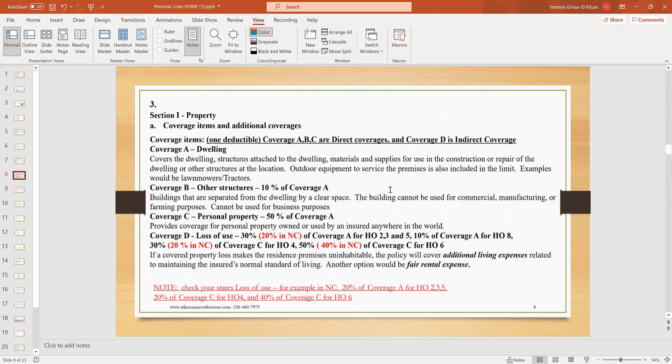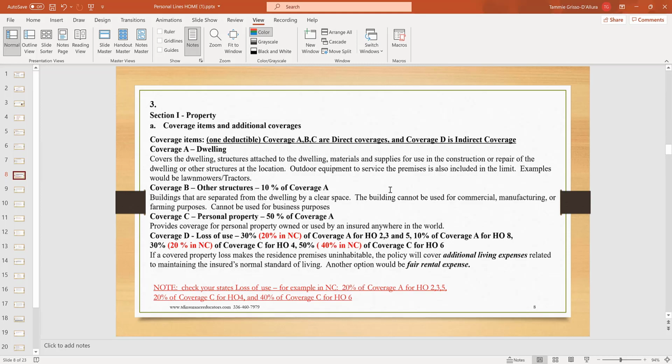The other thing that is thrown into this dwelling coverage A is any outdoor equipment to service the premises, which is also included in this limit. So that would be lawnmowers and tractors, which are great examples of that. I actually have a client call up once or twice a year, and maybe they've bought a really nice, expensive tractor. And how are we going to insure that? Well, as long as it stays on the premises and it's not used for commercial use, then we can put this under our coverage A, dwelling.